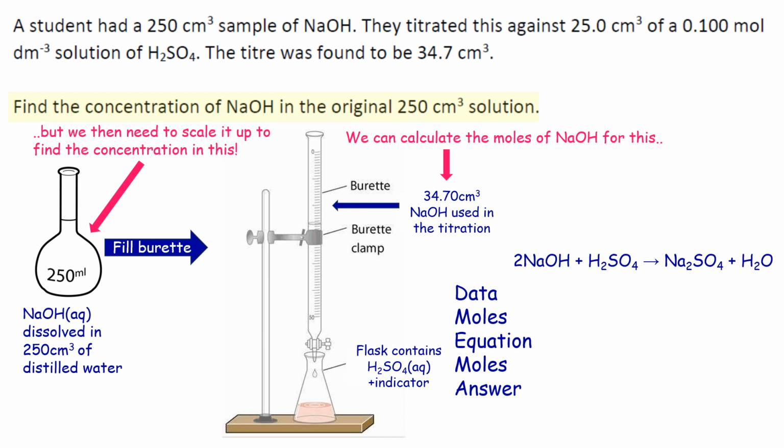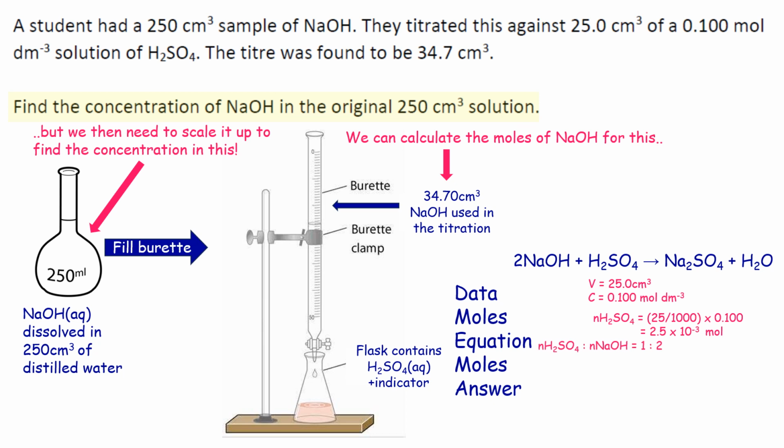So you draw an equation for the balanced reaction across the top, so the 2-to-1 mole ratio for your sodium hydroxide and H2SO4, and you insert the data for the substance which you have enough data for to work the moles out. So we have the volume for H2SO4, and we have the concentration for H2SO4. So the number of moles of H2SO4 is the volume divided by 1,000 times 0.1. So that gives us 2.5 times 10 to the minus 3 moles.